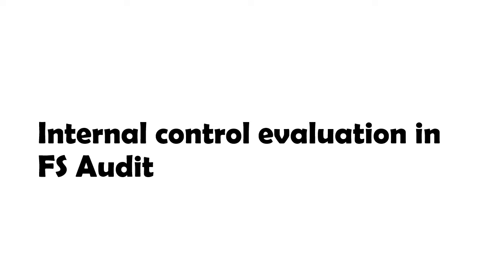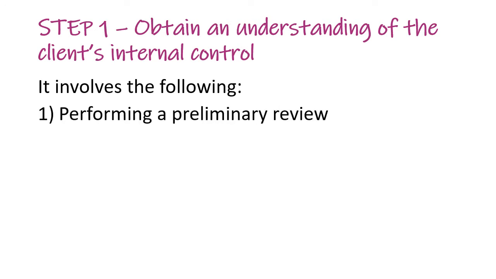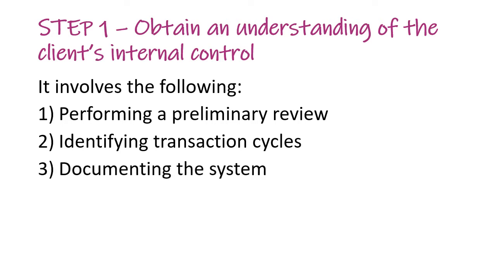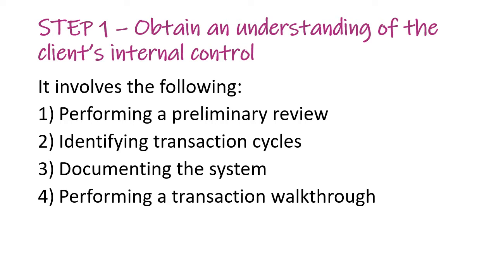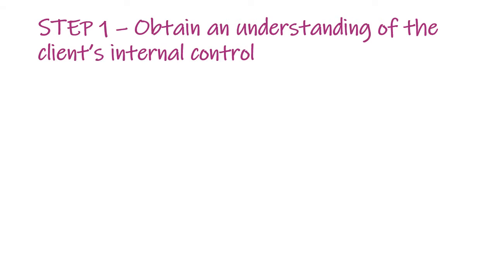The first topic here would be the internal control evaluation in the FS audit. In order to perform this evaluation, we need to perform several steps. The first one is to obtain an understanding of the client's internal control. This step involves the following. First is to perform a preliminary review. The second one is to identify the transaction cycles. Third is to document the system. Then perform a transaction walkthrough and identify the controls that are potentially reliable.